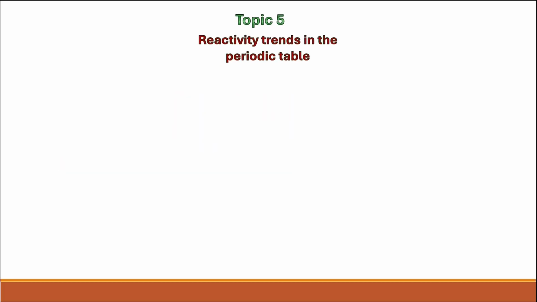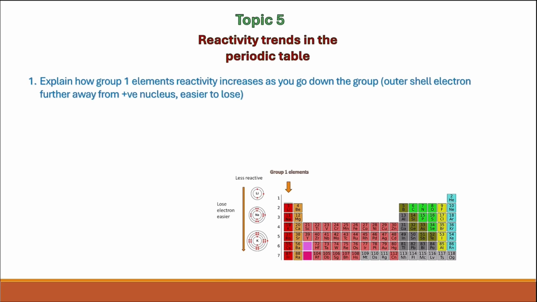Reactivity trends in the periodic table are also common, and they tend to ask about group 1 or group 7. Remember that for group 1, as you go down the group, the reactivity will increase. The increase in reactivity is because the outer shell electrons become further away from the positively charged nucleus. So the electrons have less attraction with the nucleus and become easier to remove. So it's easier to form the positively charged ions, so they become more reactive.